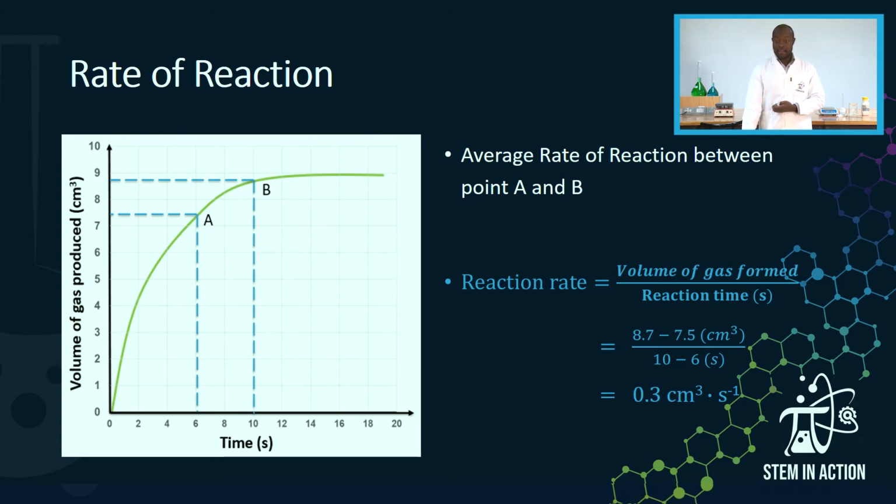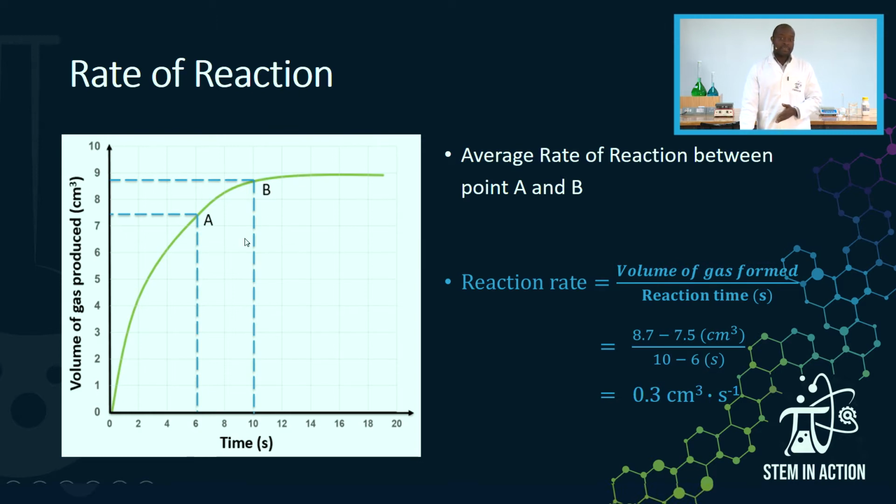So if you look at this graph in general, you also notice that the gradient of our graph is starting very steep, and it is getting less and less steep, indicating the slowing down of the reaction as time progresses, until the point where our graph flattens. So at the point where your graph flattens, which here is around 12 seconds or 14 seconds, that is the point or the time where the reaction stops.